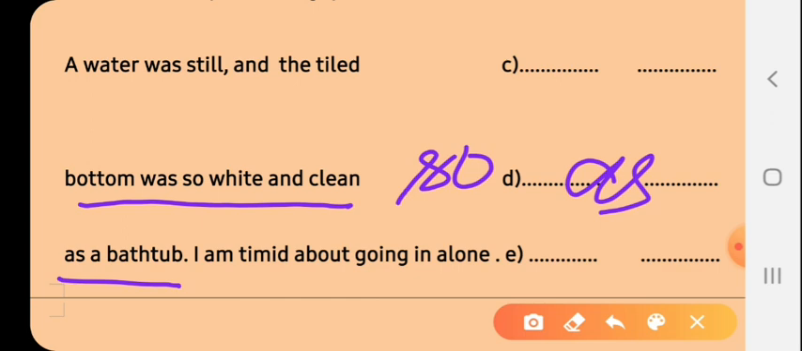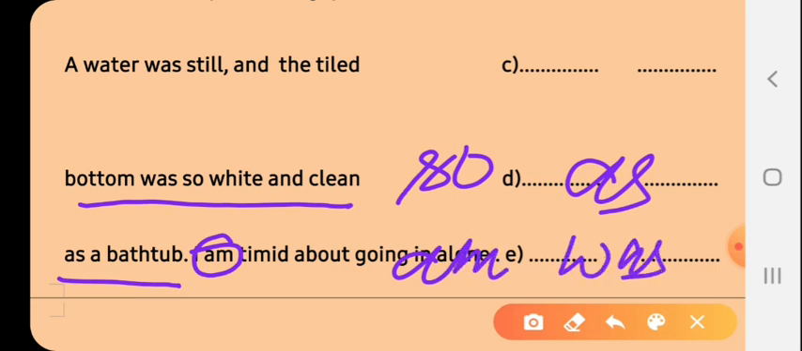Let's continue to the last one. I'm timid about going in alone. I am timid about going in alone. It is written in past, not I am. What will be the correction? I was. In place of am, you have to use was. I was timid about going in alone.